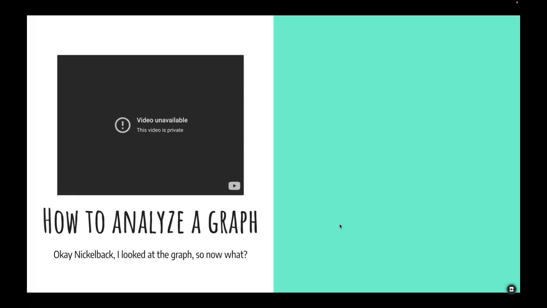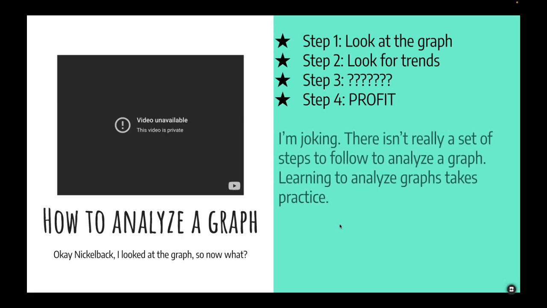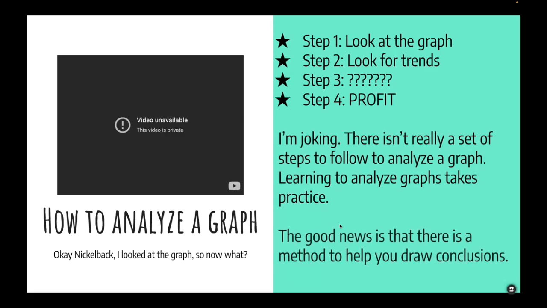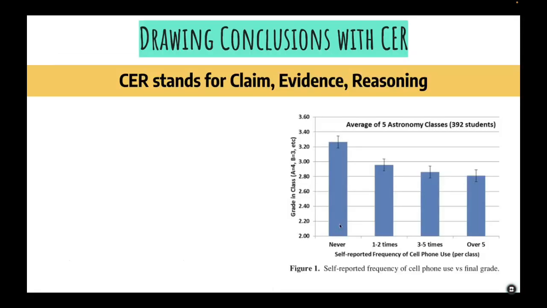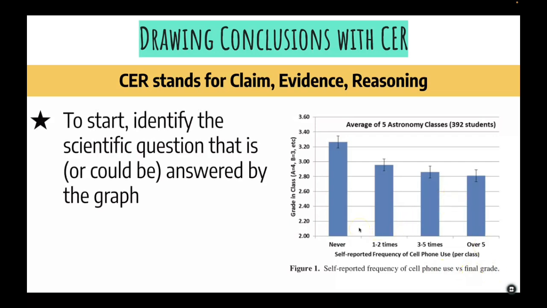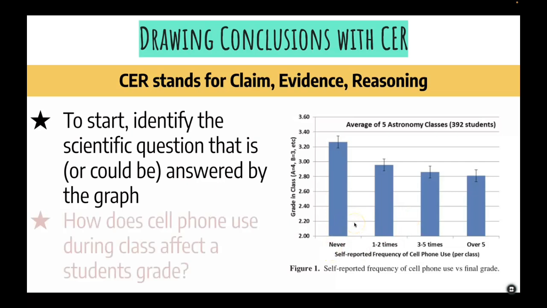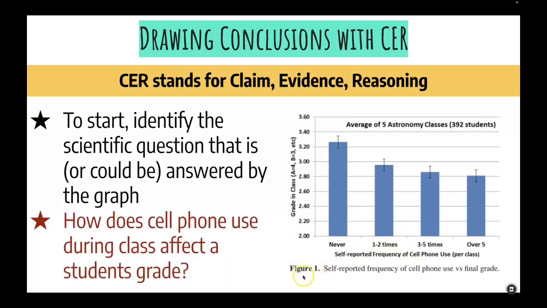All right, let's get into graph analysis. So how do you analyze a graph? There are really no set steps on how to analyze a graph, but I will show you how to draw conclusions based on your graph. For example, here we have a graph representing how cell phone use affects final grade levels. The first thing you want to do is identify the scientific question that is or could be answered by the graph. Here you can tell that you're measuring how cell phone use during class affects your student grade.